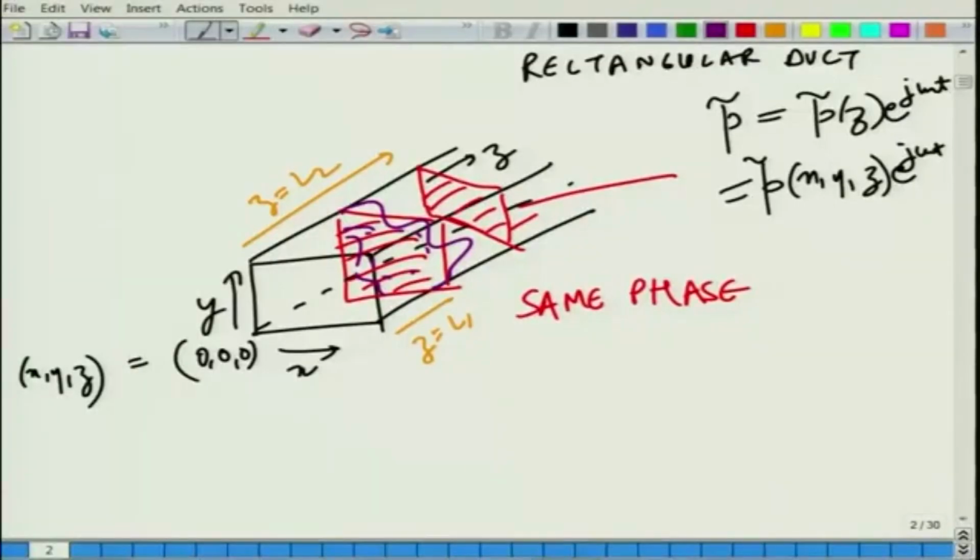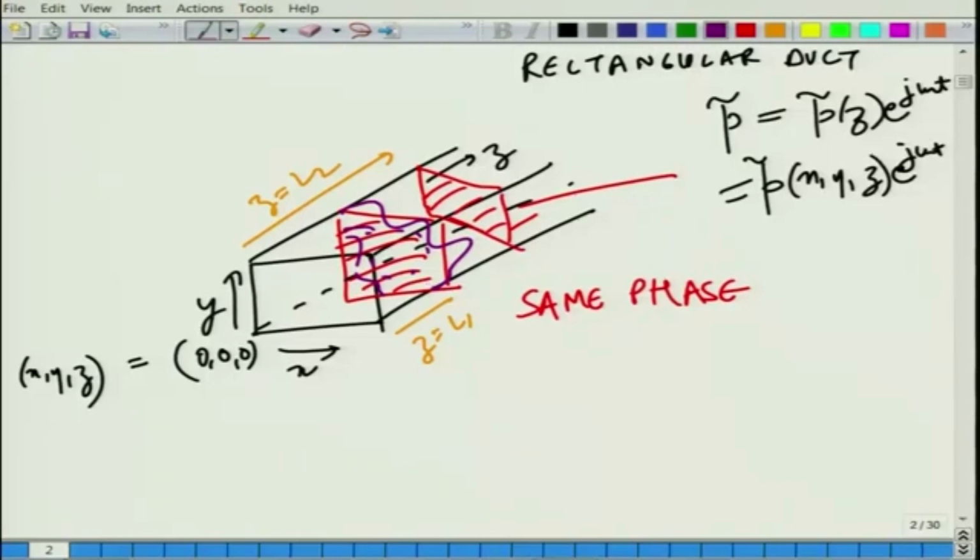Open end generally is not used, we use impedance condition, but in this set of lectures we stick only to hard wall ducts, that is, normal velocity is 0. We will talk about lined ducts later, probably in the last few weeks or last few lectures of this course. So, we will worry only about the rigid walled ducts.